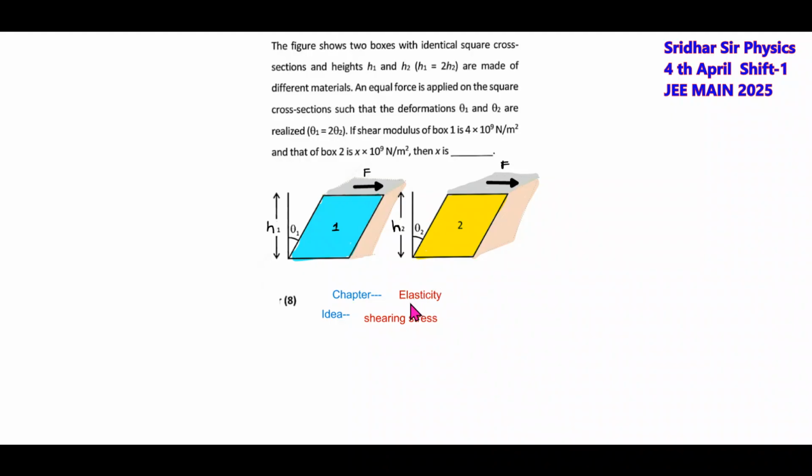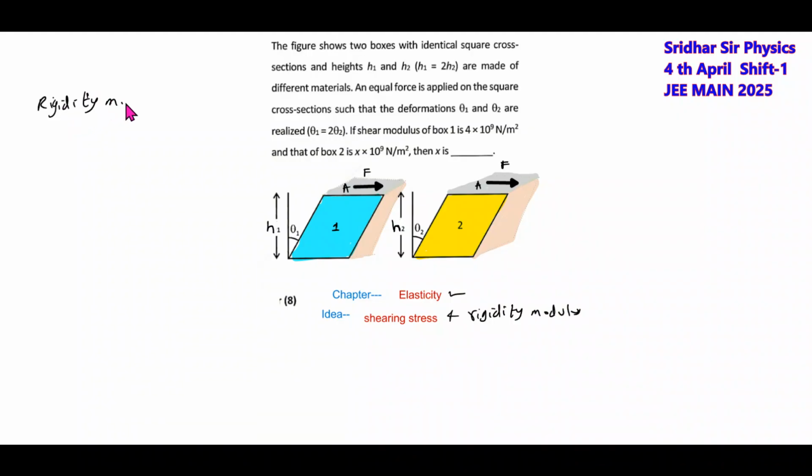Okay, this is the last question. The question is based on the elasticity and the shearing stress and rigidity modulus concept. I'll apply a force. Let the area of cross section and also the deformations be identical. Area of cross section of this is A, area of cross section of this also A. Then we'll define the rigidity modulus as shearing stress, or tangential stress, by shearing strain. I'll define clearly.